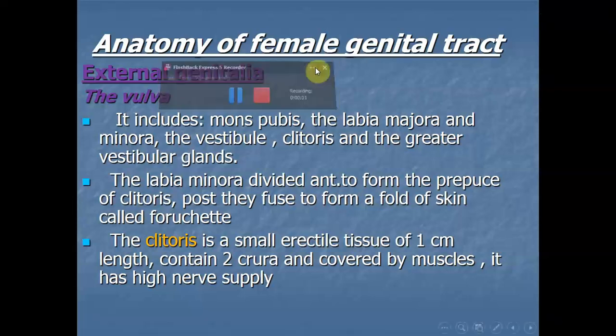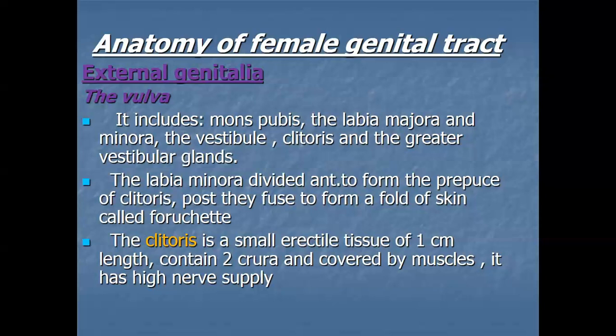Now, we will continue the second part of the lecture. We will talk about the anatomy of the female genital tract. The external genitalia involves the vulva. The vulva includes the mons pubis, the labia majora and minora, the vestibule, the clitoris, and the greater vestibular gland.